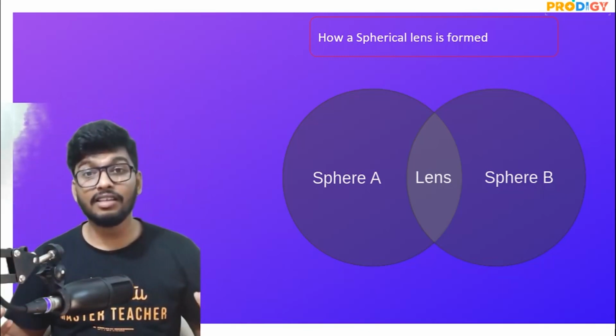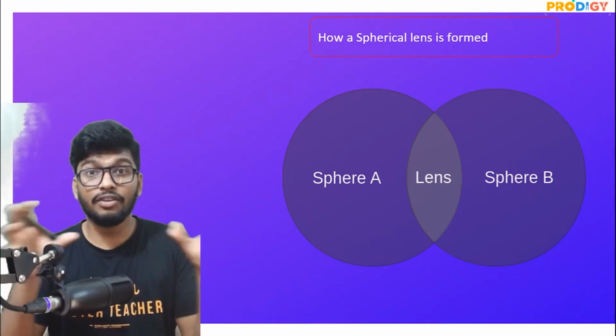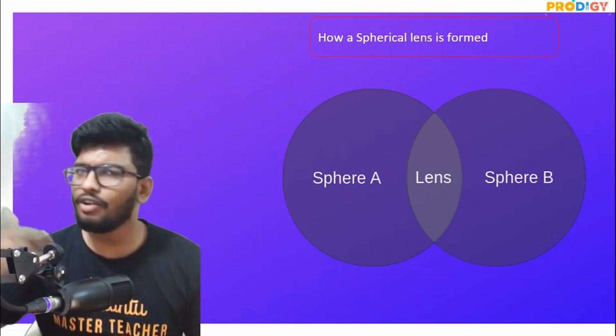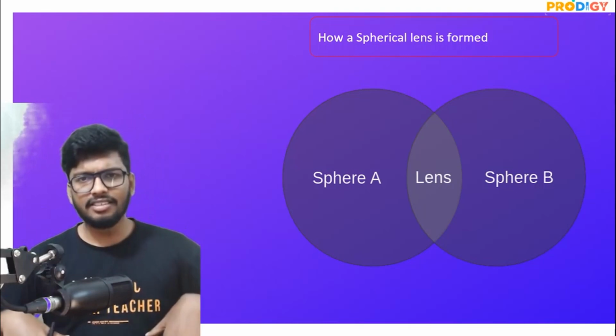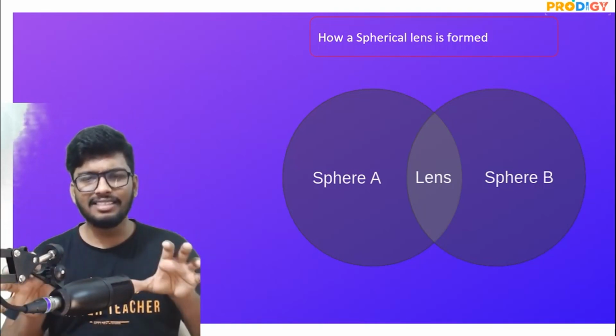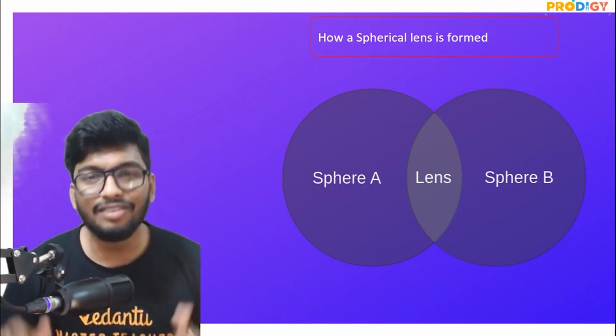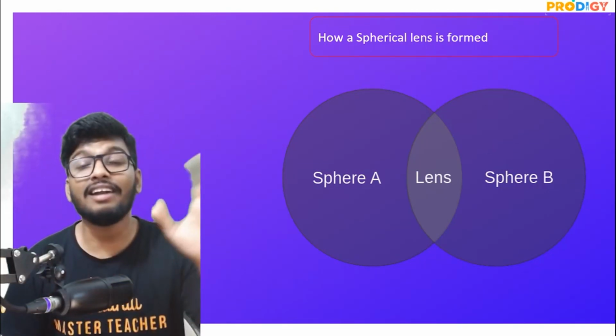Now, you can have lenses of different spheres of different diameters, but that is not something that you'll be dealing with right now. In your higher grades, you'll be dealing with that. In our 10th standard, we are only going to deal with lenses which are made up of 2 separate spheres of the same diameter, of the same radius, right? So that is how a lens is formed.